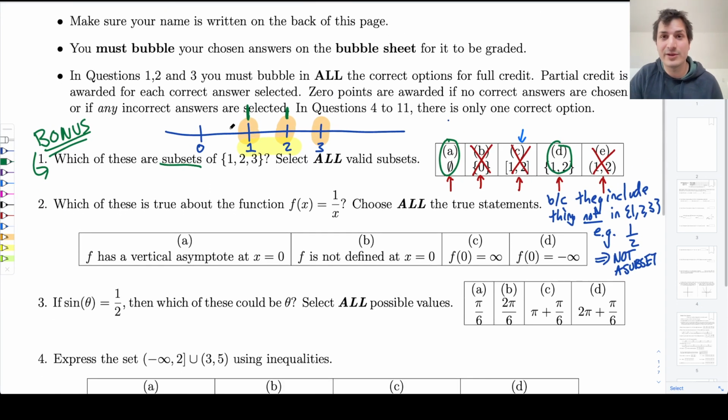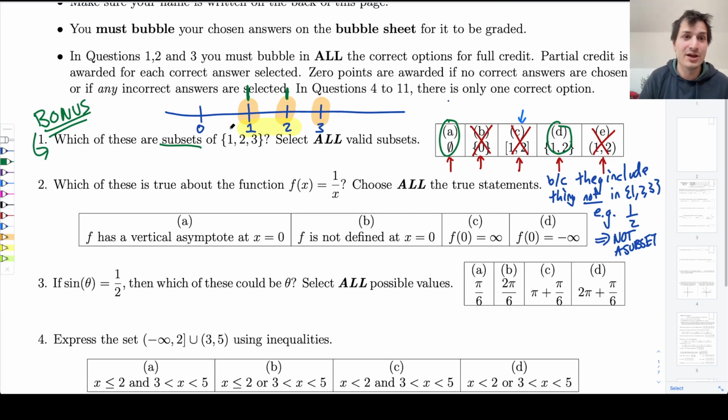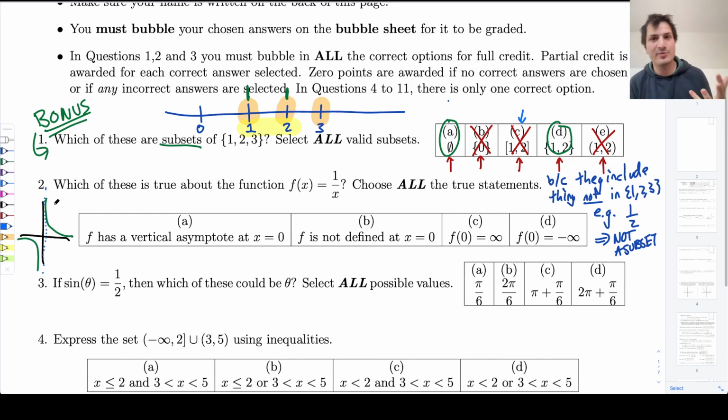This is another one that we talked a lot about in lecture about vertical asymptotes and what they mean and what they don't mean. The function f of x equals 1 over x is this function that looks like this. It goes like that. And this was the classic example of having a vertical asymptote. So when we learned about vertical asymptotes, this is the example we had. So it definitely has a vertical asymptote.